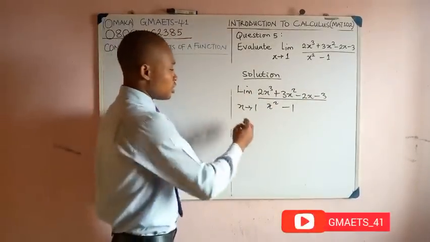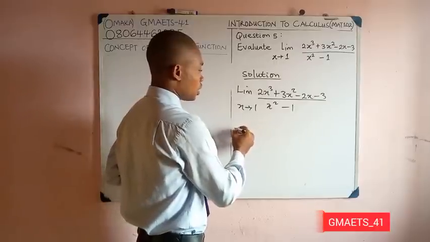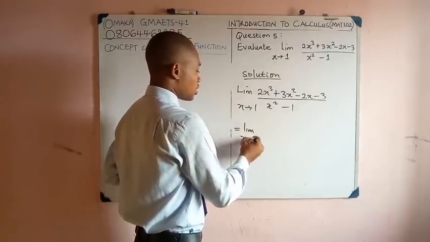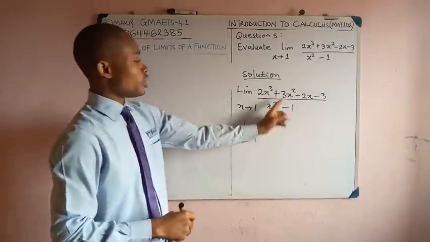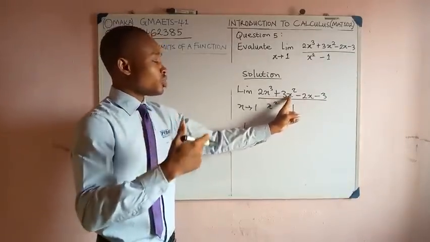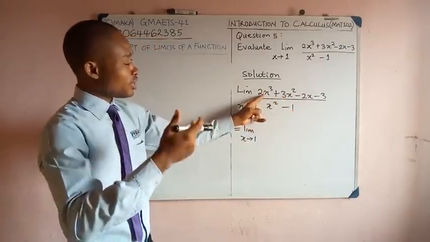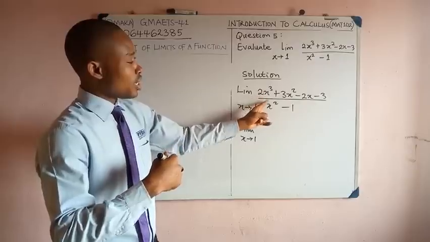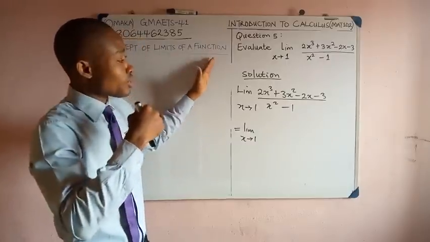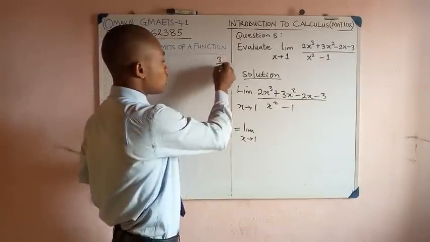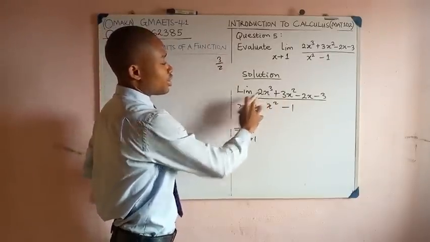Okay, so this is going to be equal to the limit as x tends to 1 of the numerator. To factorize, you're going to do the second degree coefficient divided by the third degree coefficient, and that's going to give us 3 over 2. So you have that in store, you can write it somewhere. So let's say 3 over 2, dividing this coefficient by this.